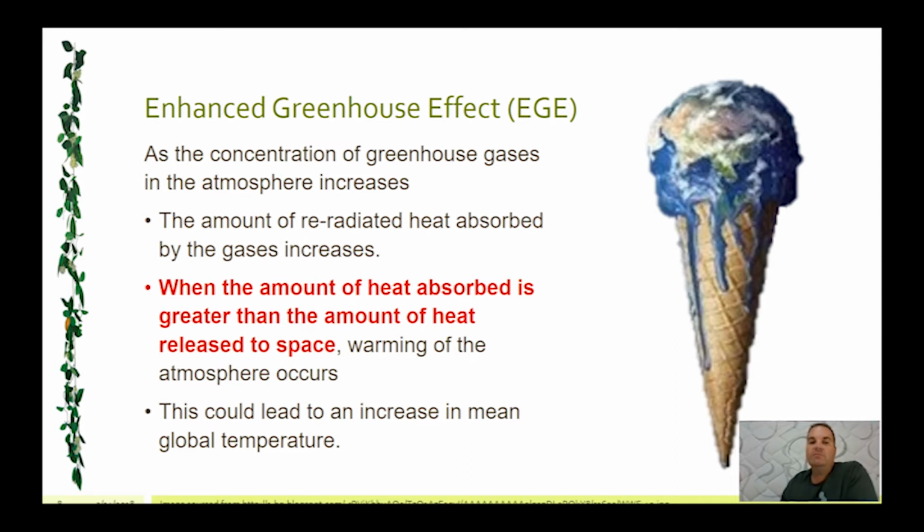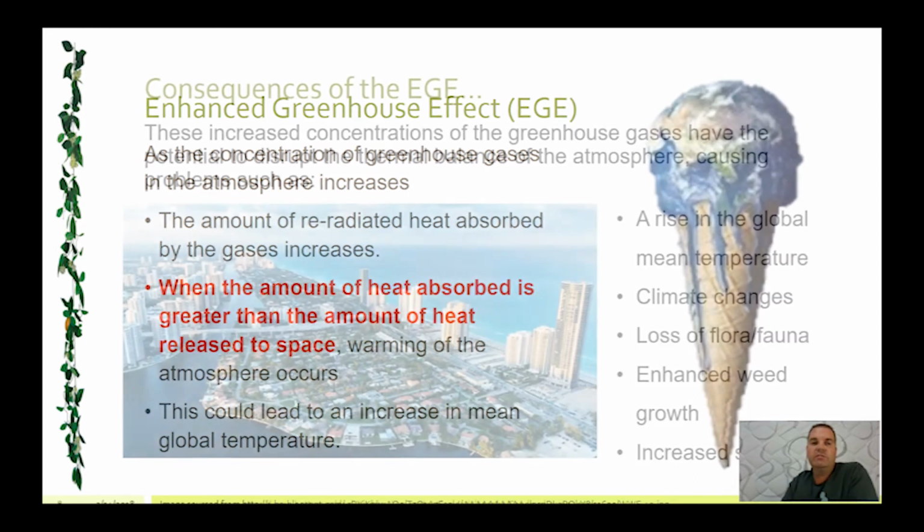And this is the key bit in red here: when the amount of heat that is absorbed is greater than the amount of heat released to space, we get an increased warming of the earth. This could lead to an increase in mean global temperature, and it is in fact leading to an increase in mean global temperature. Even if that's only half a degree, 1 degree, 2 degrees, that has very, very severe consequences.